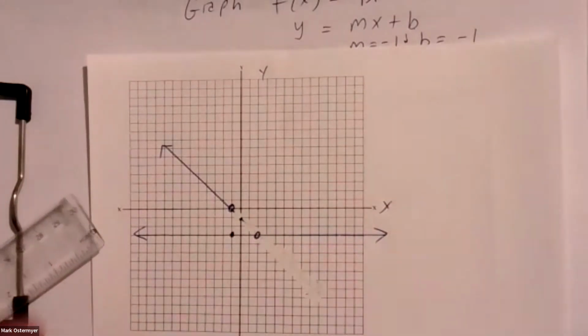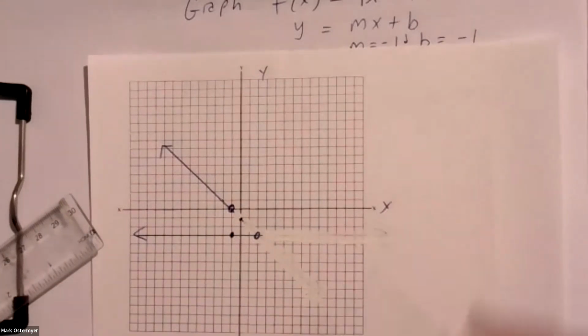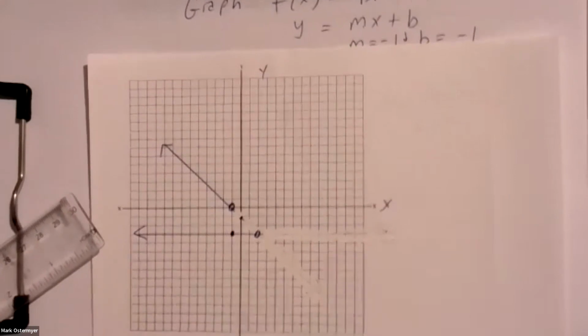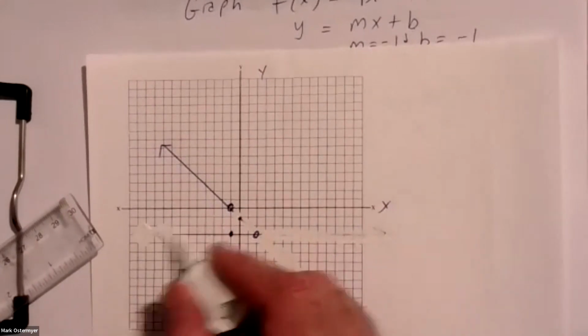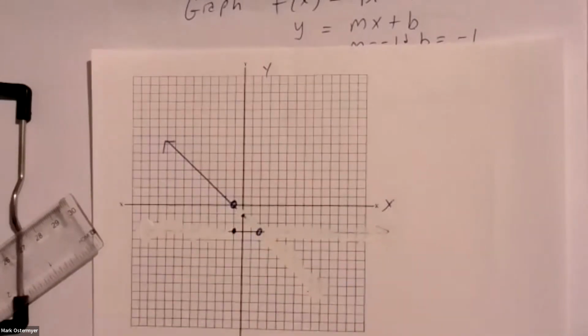So we have to erase the graph outside of that interval. This has to go. That's gone. And we also have to erase this portion here. This has to go too. And you have the graph of the second definition of that piecewise function.